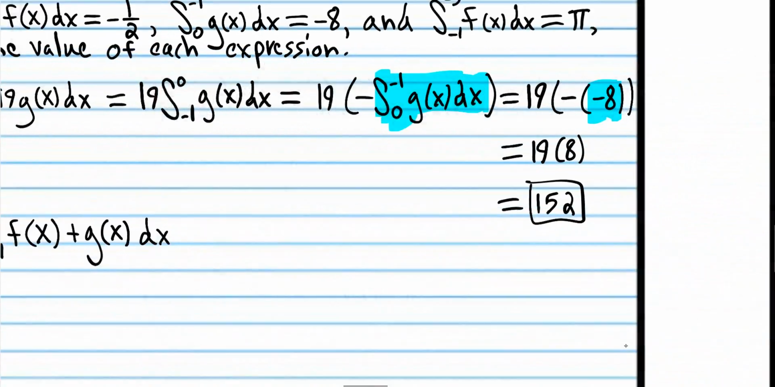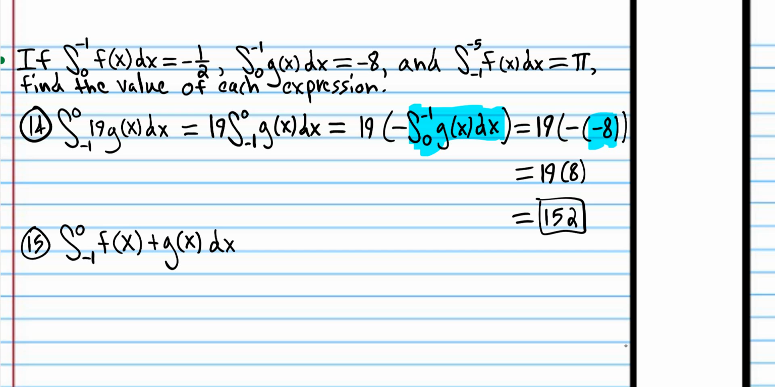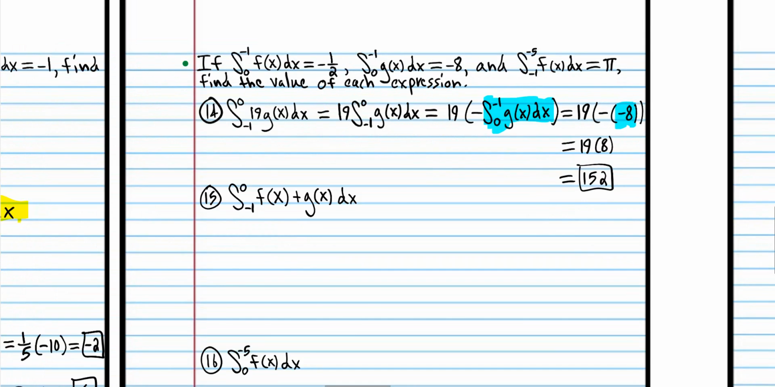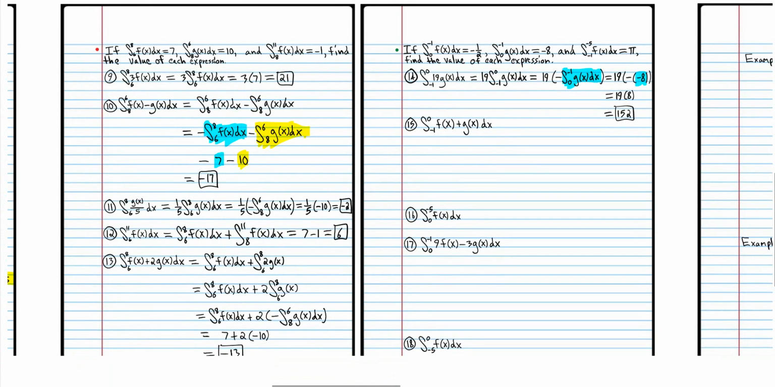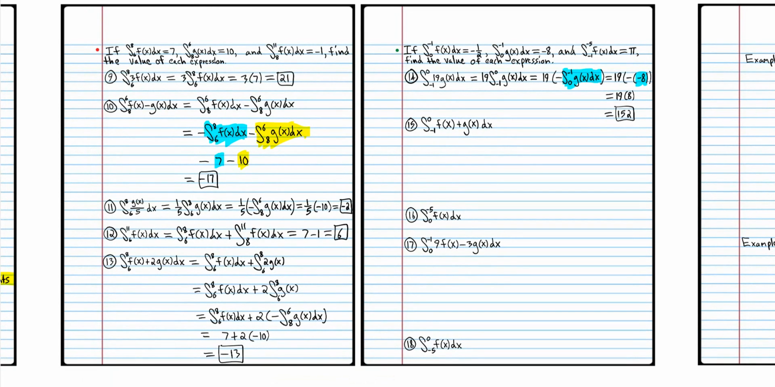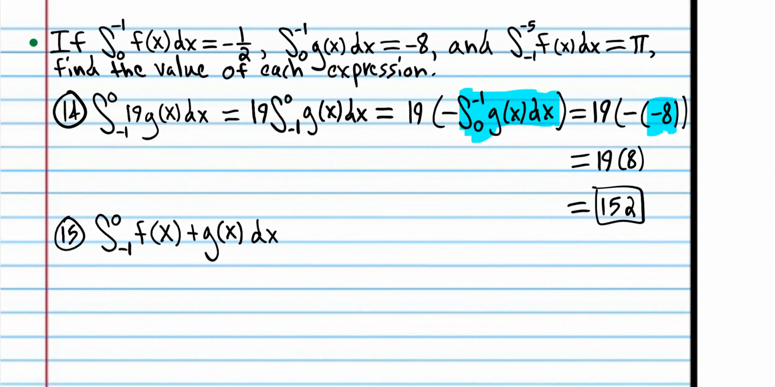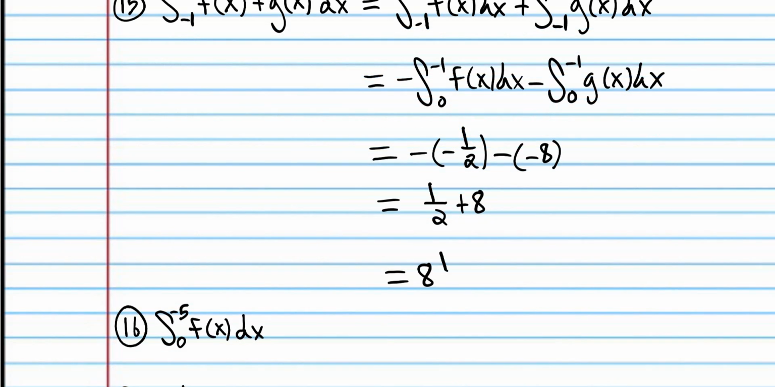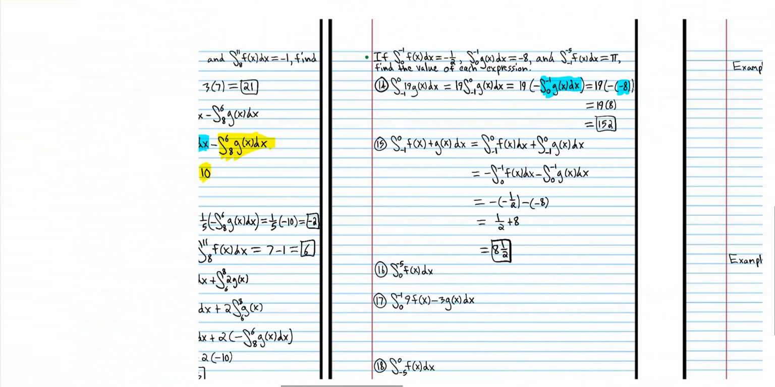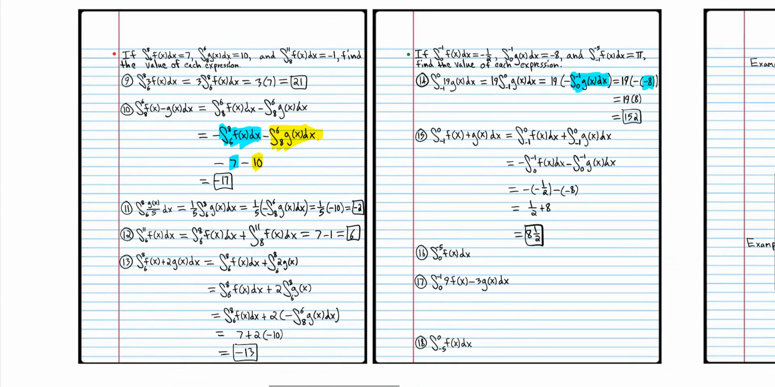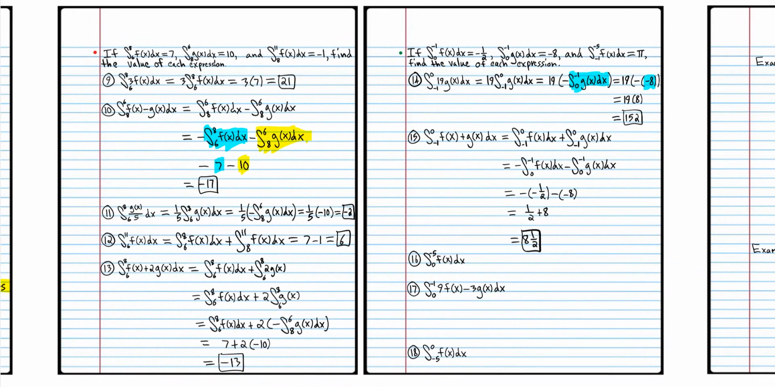Okay, we're back. So if you got that right, excellent. Go ahead and try number 15. And when you come back, we'll do it together. Alright, we're back. And so we get 8 and 1/2. If you got that right, excellent. Go ahead and try number 16. And when you come back, we'll do it together.